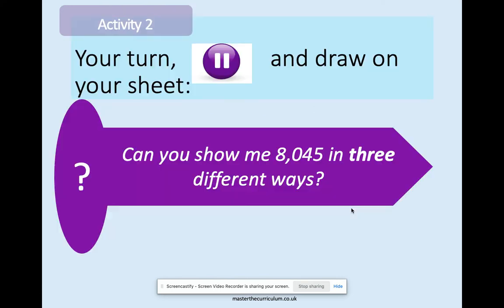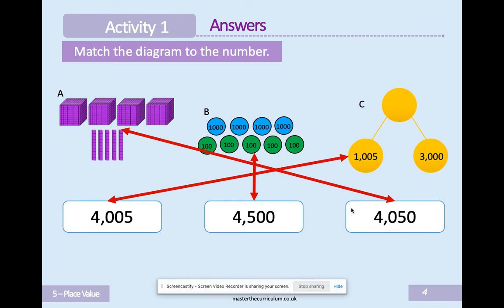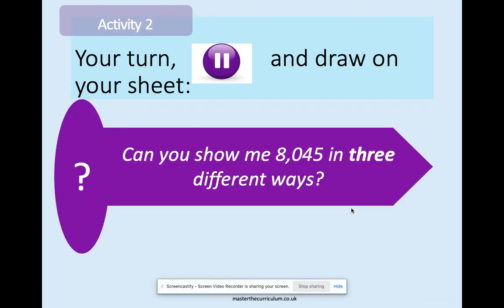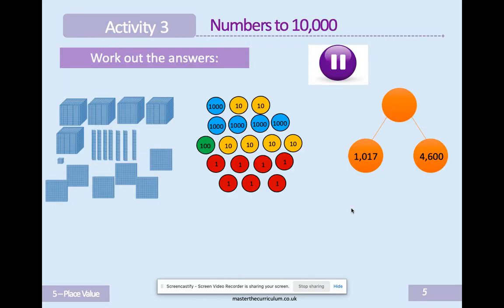If you had one wrong, can you see your mistake? Let's continue. Now, this is your turn for activity 2. After I've explained to you, you're going to pause the video and on your sheet, you're going to show me 3 different ways how you can break up the number 8,045. Remember, you can use any of these. If you can think of another way to split it up, please do that. Pause the video now, and this is an activity that you will submit a bit later. Let's move on.